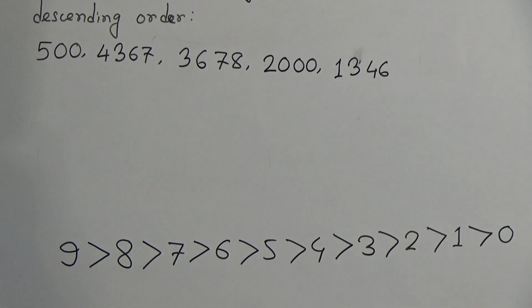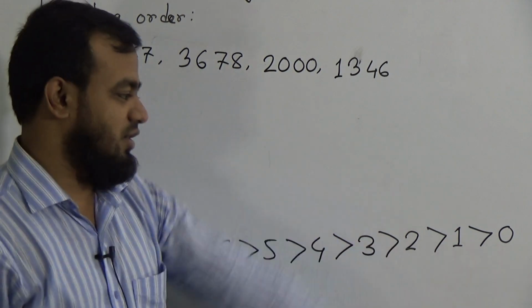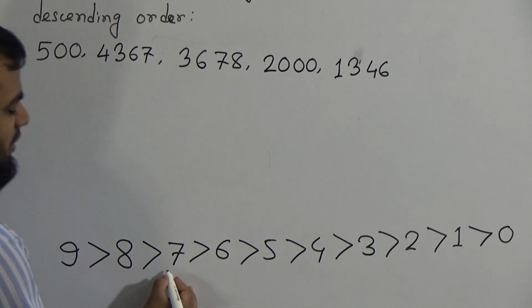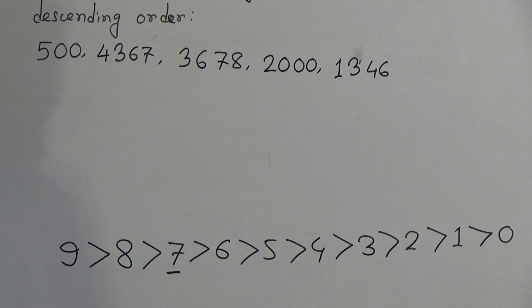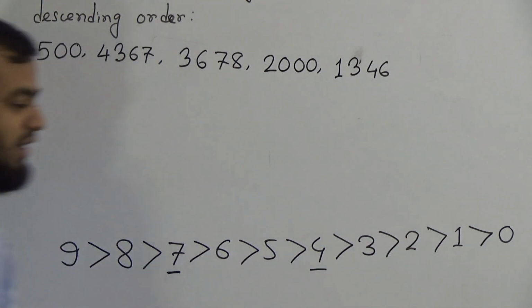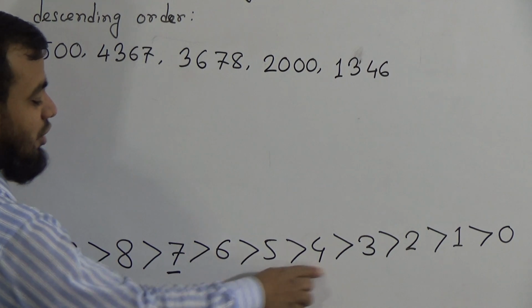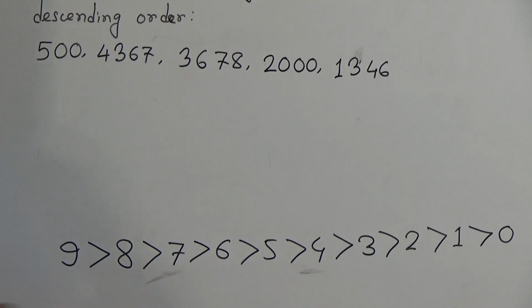My dear students, this is the sequence of descending order. That means 9 is the greatest digit and 0 is the smallest digit. I think you have understood. If we consider any two digits, suppose 7 and 4, which digit is greater? Yes, 7 is greater than 4. Now let's write down the solution of this question.